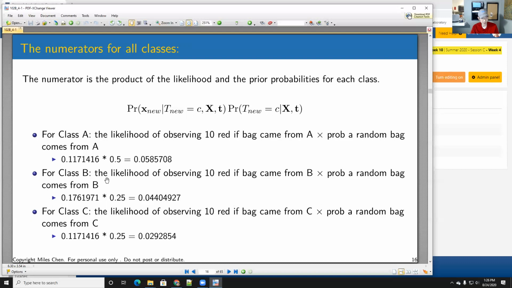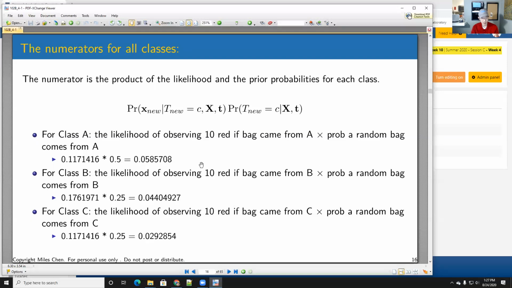We do the same thing for class B. We take the likelihood of getting 10 red out of 20 marbles, and we multiply it by the probability that the bag came from class B, which is 25%. We multiply those together, and we get around 4.4%. We do the same thing for class C, 11.7% multiplied by 25%, 6 out of 24, and we get something around 2.9%, okay, 0.029. And so these are the numerators for each of these things.